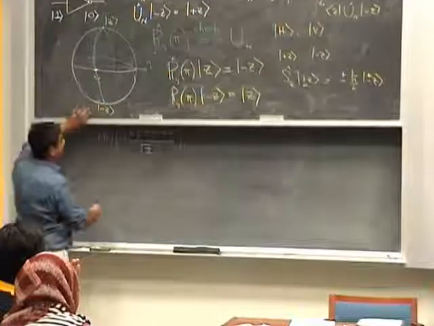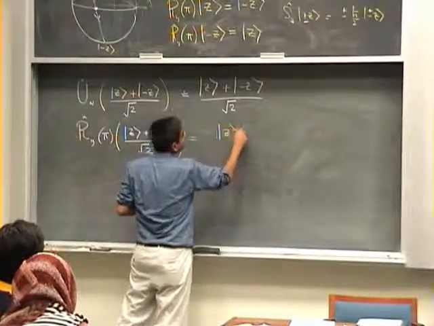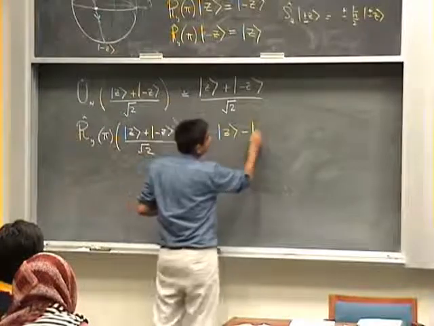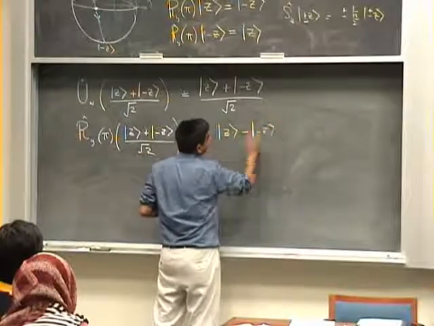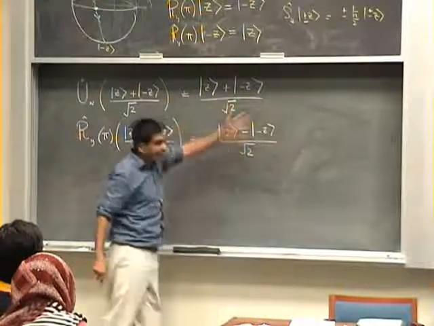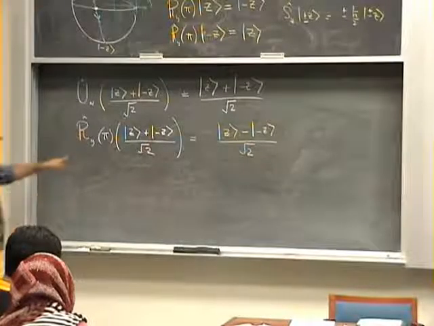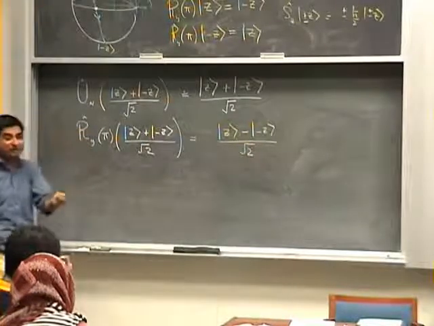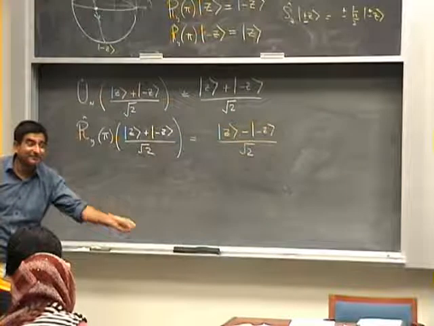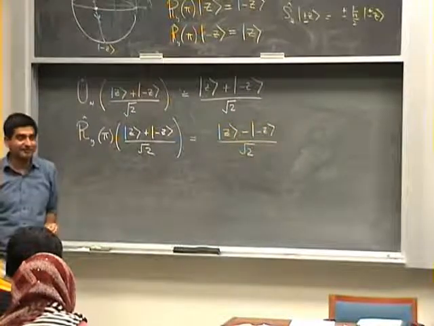Okay, but what is minus x? Minus x is simply z minus z over under root 2, which is not the same as what you would expect because the relative phases are totally different. Hence, this gate, this rotation through the y-axis, does not qualify as a legitimate quantum NOT gate.